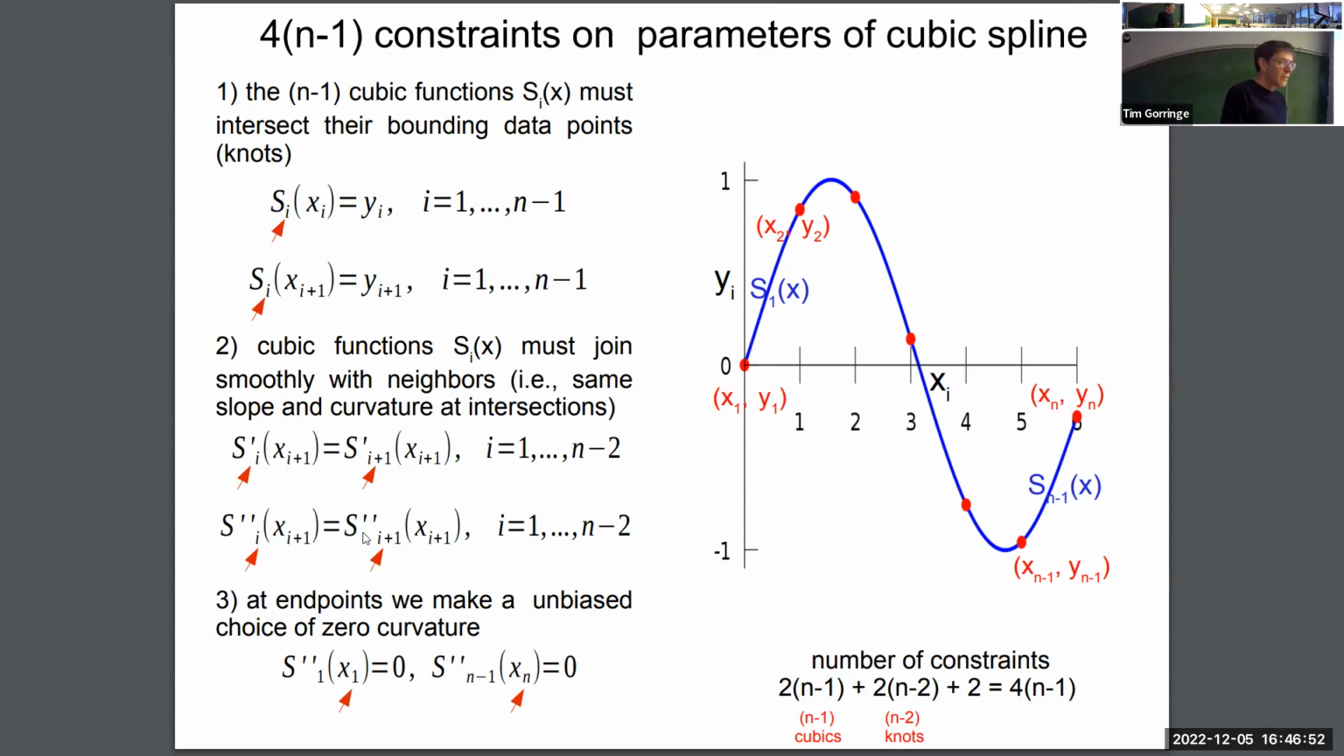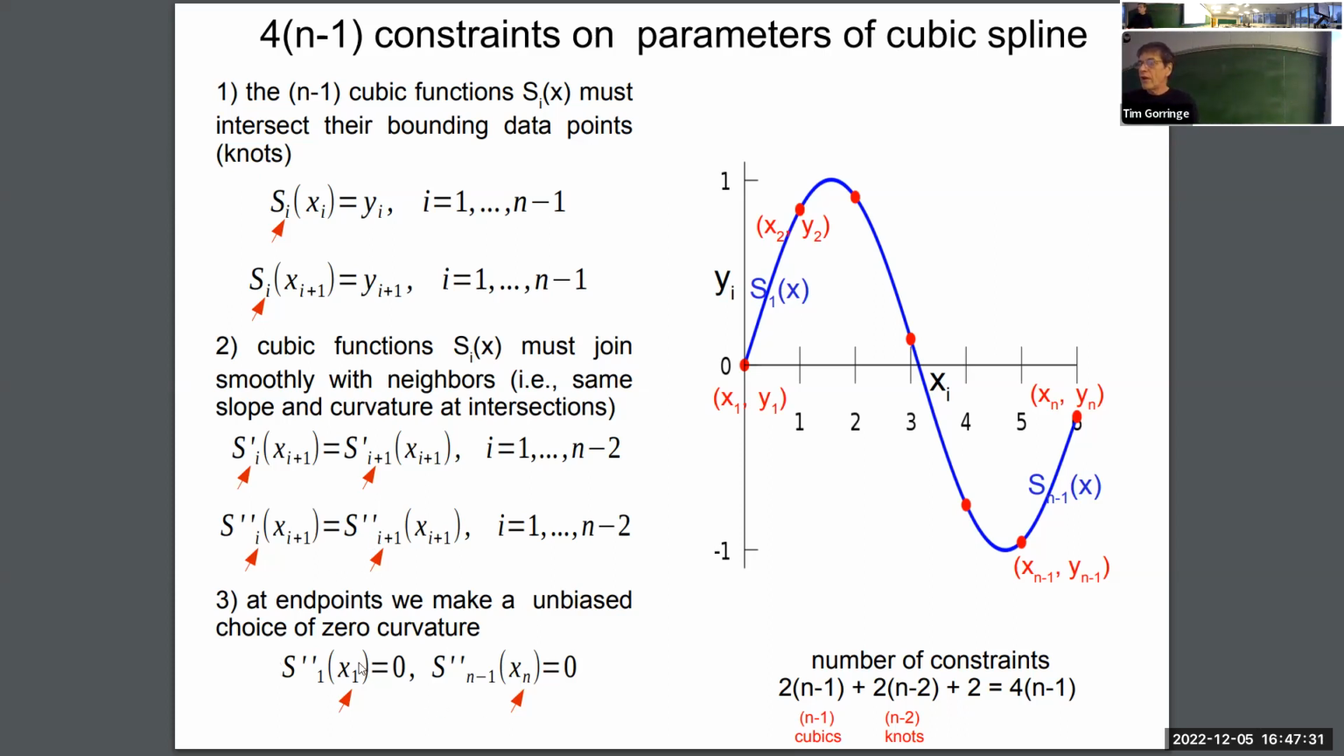So there are 2 constraints I've listed for the slope and the curvature, but those constraints apply to every knot other than the bookends on the far left and the far right. There are n minus 2 knots in the internal region between the bookends, because there are n data points in total. And so we get 2 times n minus 2 constraints from requiring the slope and the curvature to be smooth.